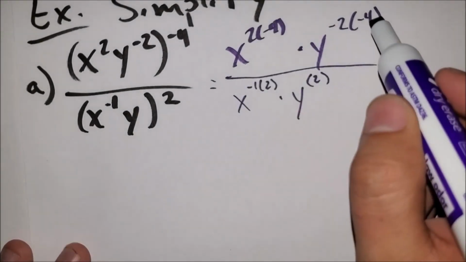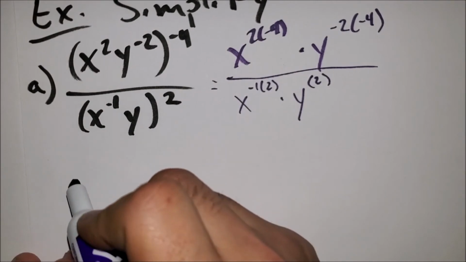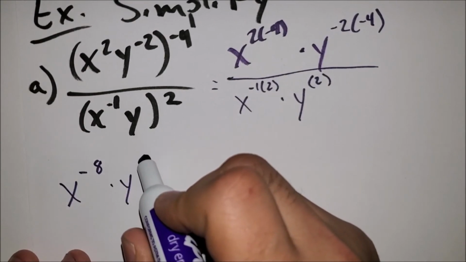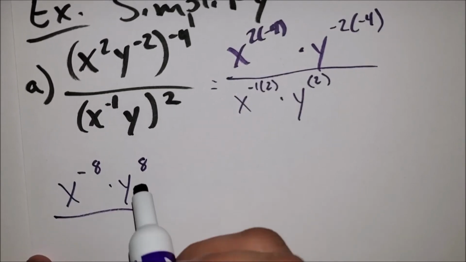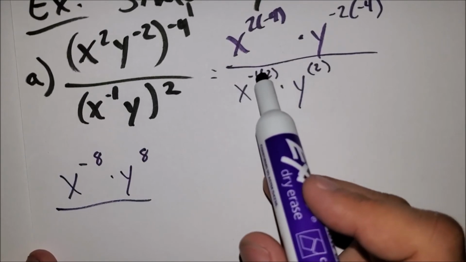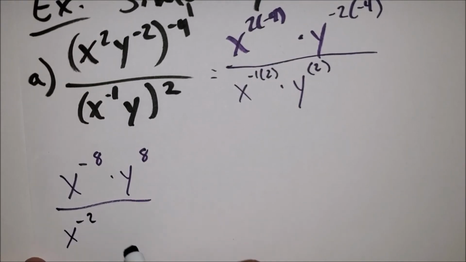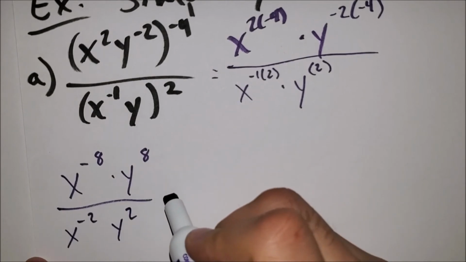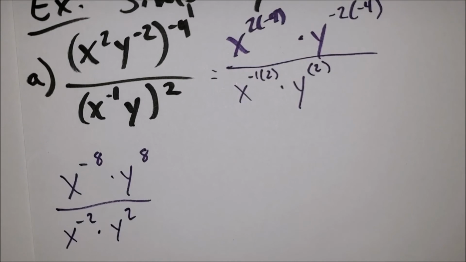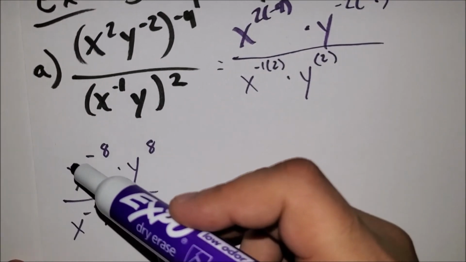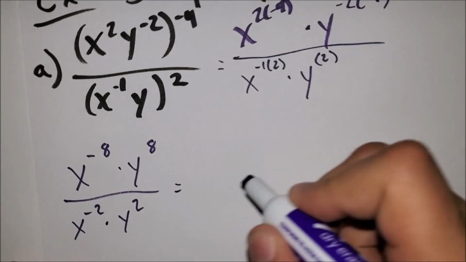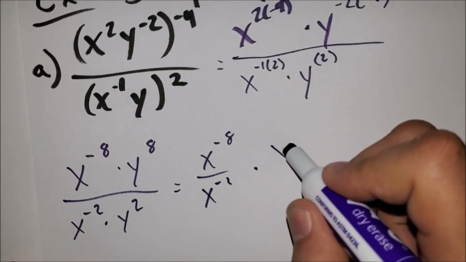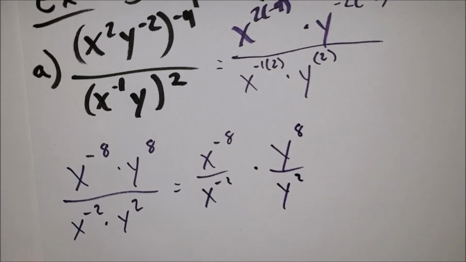Let's simplify these exponents. We get x to the negative 8 times y to the positive 8 over, here we've got x to the negative 1 times 2, so this is x to the negative 2, and y is squared. We're going to separate these as two separate fractions temporarily so that we can keep just the certain variables with their exponents separated. So we're going to say x to the negative 8 over x to the negative 2 times y to the 8 over y to the power of 2.